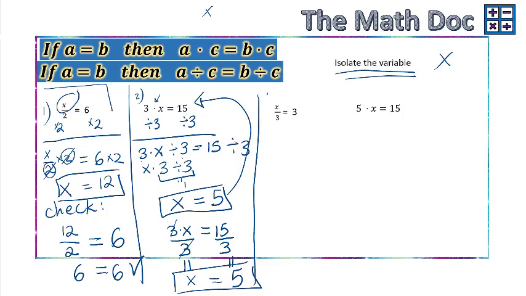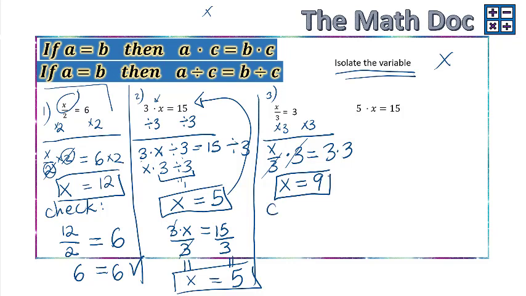Okay, our third example here is x over 3, so x thirds equals 3. Again, we have a fraction here, so our inclination in order to isolate the variable x is to multiply by 3. Let's do that. Let's multiply both sides by 3. So we have x thirds times 3, and I'm using again the dot, equals 3 times 3, right? On the left-hand side, these 3's cancel. We have x equals 3 times 3 is 9.